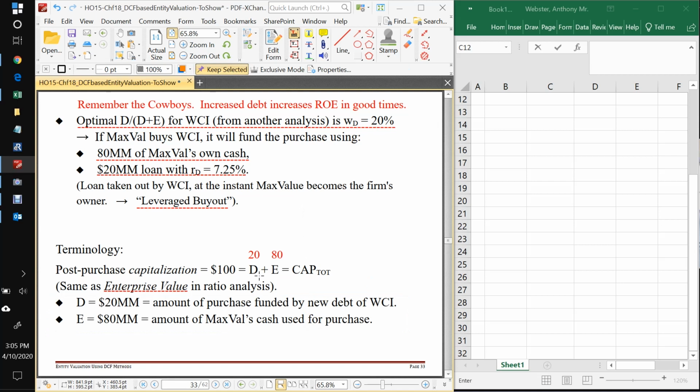Okay, so as I pointed out up here, we've got our D is 20 million, and that's the amount of the purchase that's funded by the new debt of WCI. And don't forget that new debt is not taken out by Max Value, it's taken out by WCI, the firm that they're buying. And the 80 million is Max Value's own cash, 80 million of their own cash that they're using for this purchase. So that's why it's E, okay.